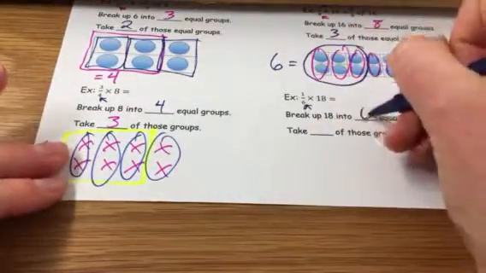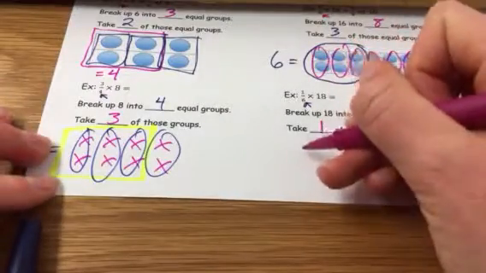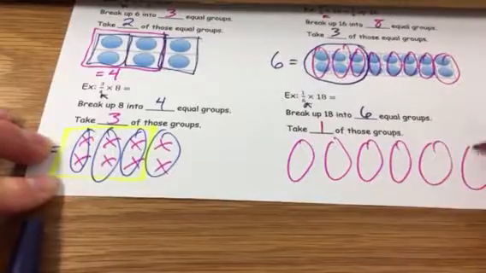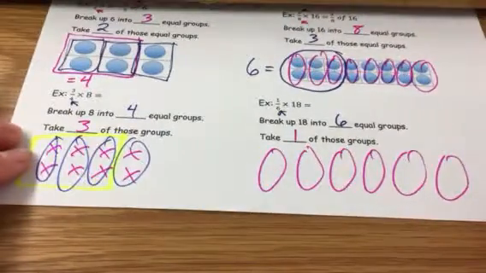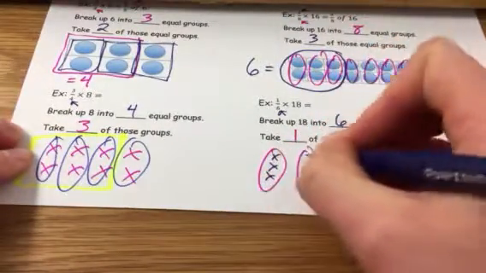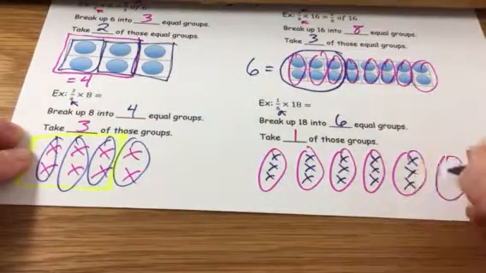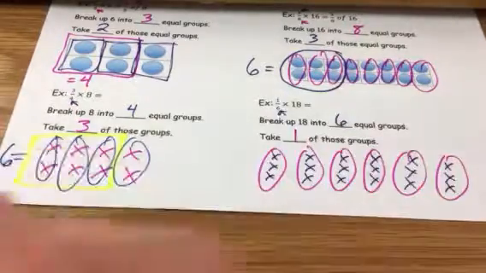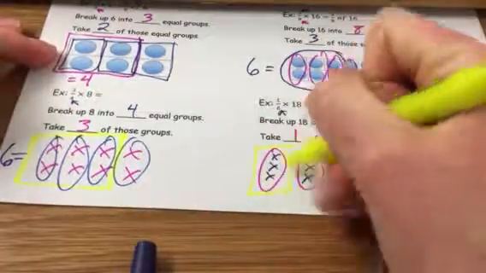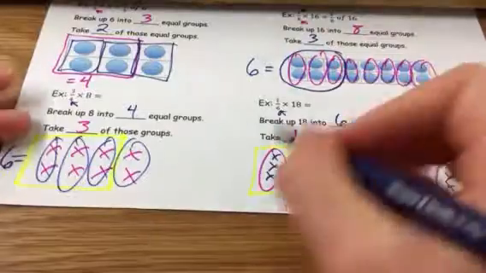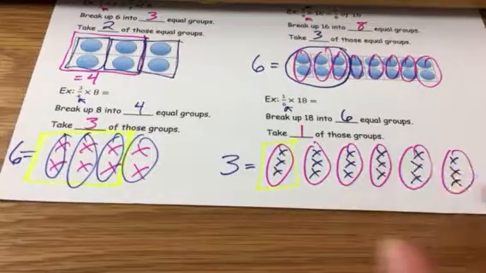Let's take a look at 1/6 of 18. We're going to break up 18 into 6 equal groups, and we will take 1 of those. So I'm going to go ahead and create my 6 groups. 1, 2, 3, 4, 5, 6. And I need 18 in all, which means I need 3 in each, because 3 times 6 gives you 18. And now I'm taking one of these groups, and I get 3 in that one single group out of 18.